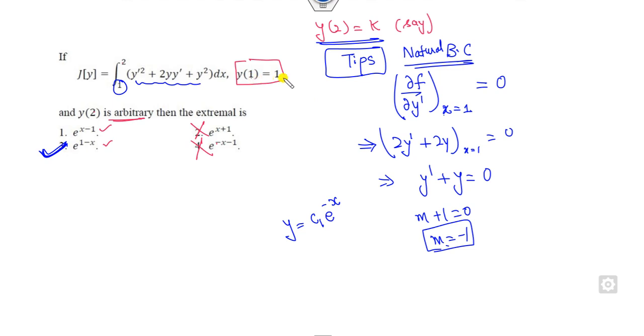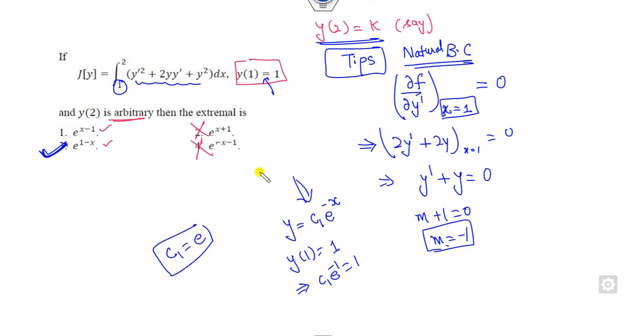And you can see y of 1 is 1. So what is the meaning of that? Because we apply the condition at 1 and this is the condition at 1. y of 1 is 1. What is the meaning of that? c1 e to the power of −1 equals 1, so c1 is e. So I can substitute here. What is that? e^(−x) is the right answer. Always remember, whenever one condition is not given to you, you have to apply the natural boundary condition about here.